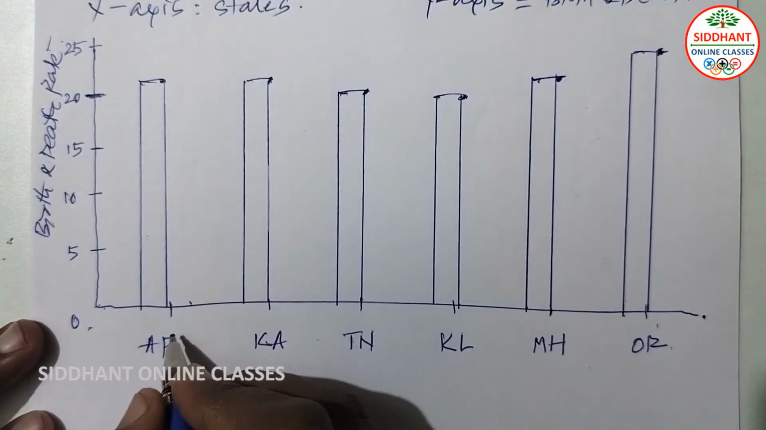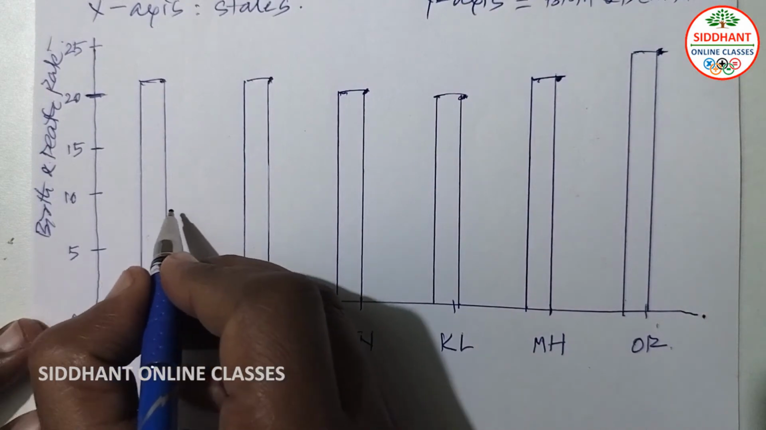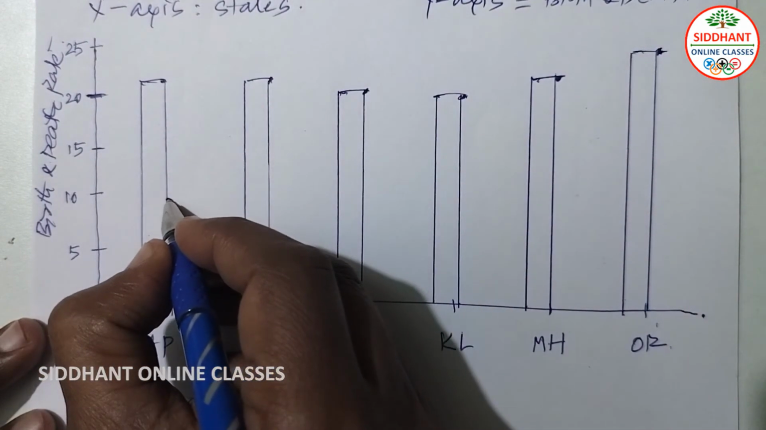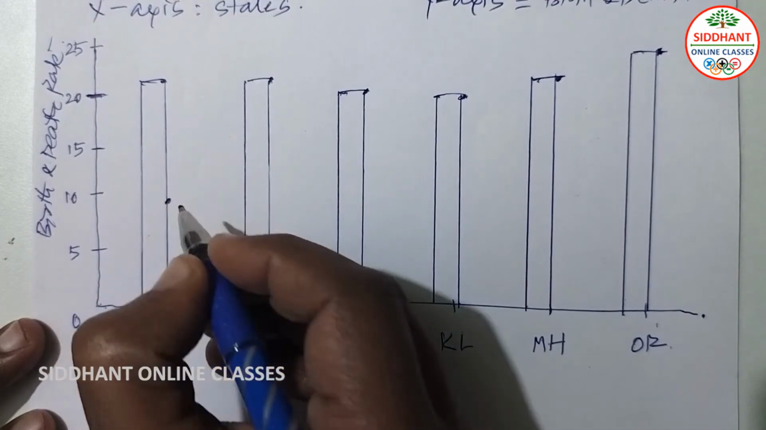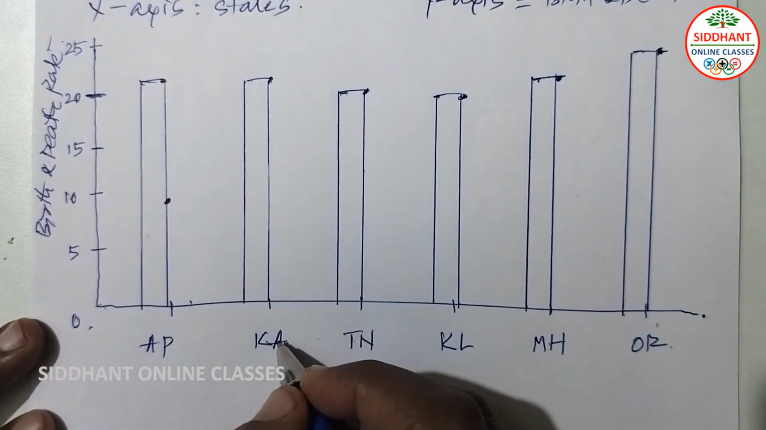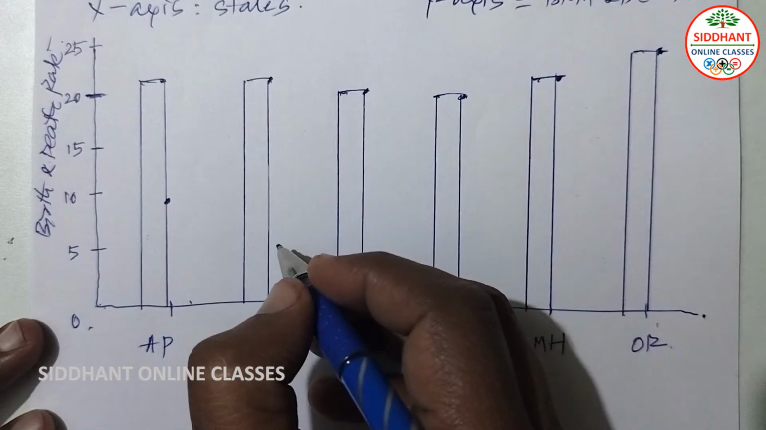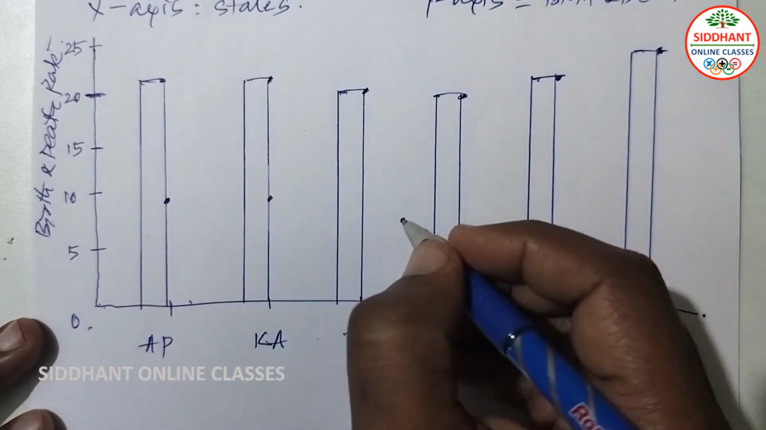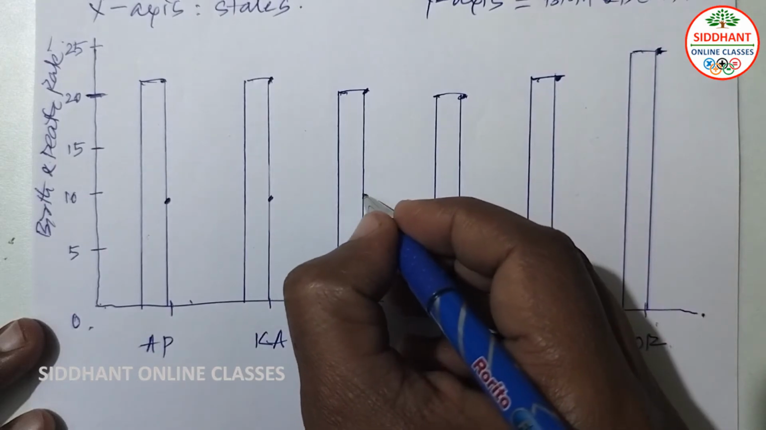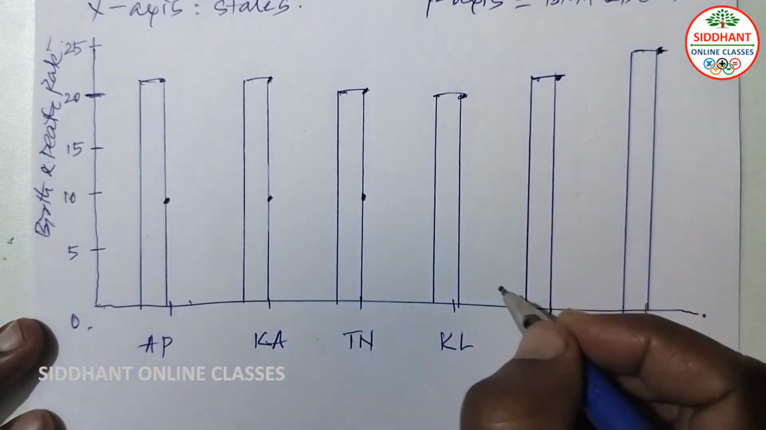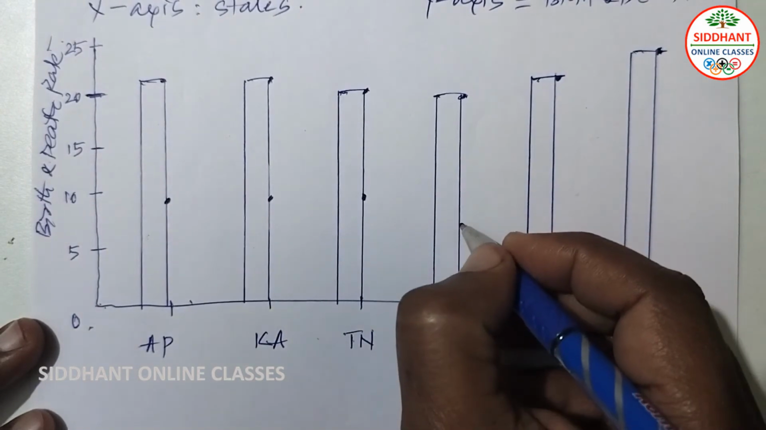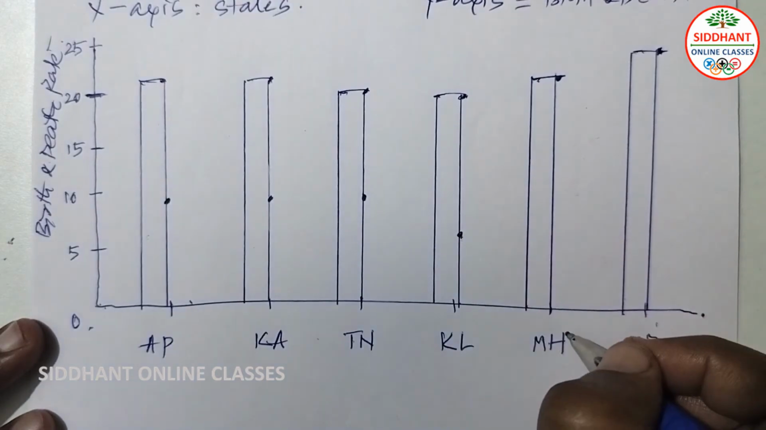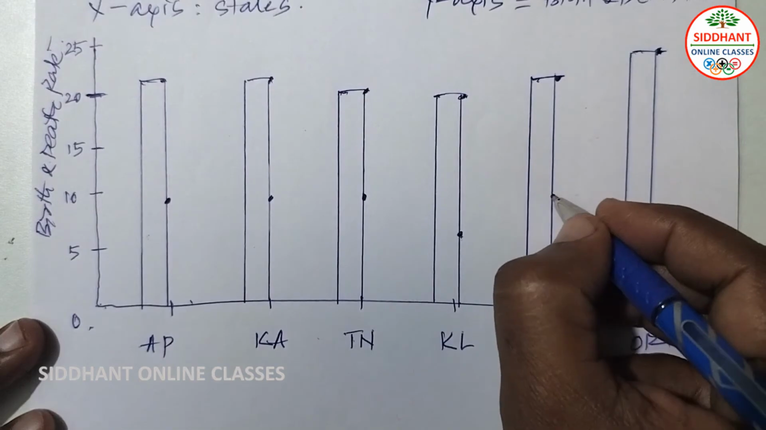Andhra Pradesh we are going to see 8. So we are going to keep here the point between 5 and 10, 8. Next Karnataka, that is death rate is 8. So here also 8. Tamil Nadu we are going to see 8. Next Kerala we are going to see 6. That means here. Next Maharashtra we are going to see 8.